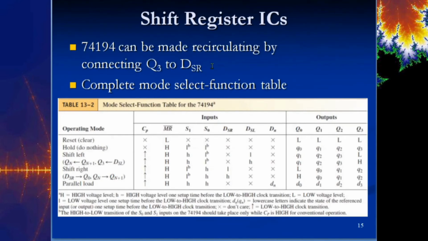And it says a 74194 can be made by recirculating Q3 to D sub SR, and that's the D shift right. So again, when you go to look at the spec sheets for these IC chips, there's more going on than just what you see with the pinouts. Sometimes they do more things than you even need them to do. But here's the complete select function table.